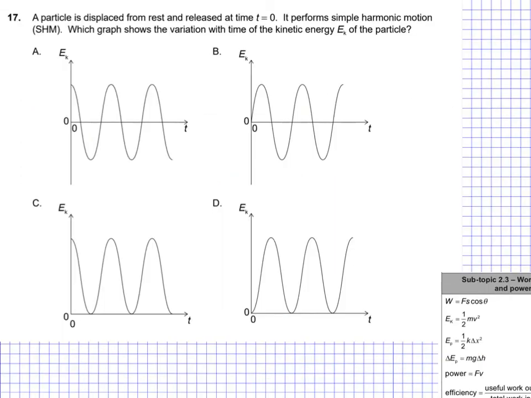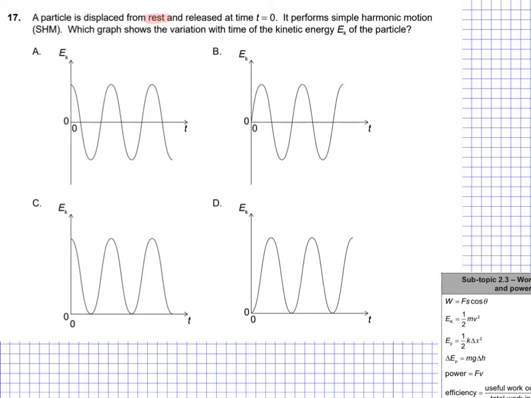All right, so for question 17, here we have a particle being displaced from rest and released at a time t0, performing simple harmonic motion. It says it's a particle, but really it doesn't matter what it is. It's an object being released and performing simple harmonic motion. Which graph shows the variation with time of the kinetic energy of the particle? The fact that it's released from rest is crucial, so I'm going to highlight that.